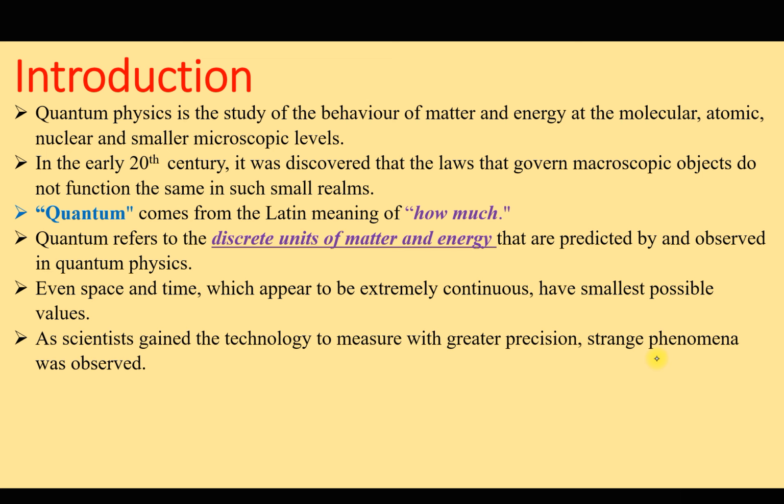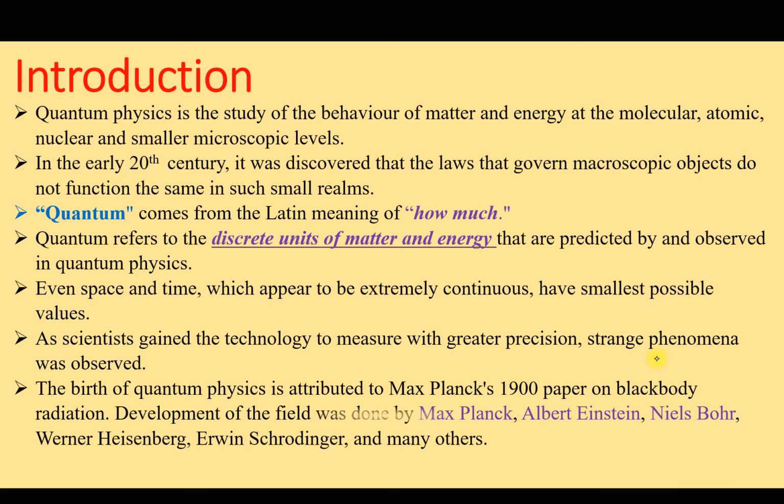As scientists gained the technology to measure with great precision, strange phenomena were observed. Things that they never expected were observed. That is where we experience the birth of quantum physics. The birth of quantum physics is attributed to Max Planck's 1900 paper on black body radiation. Remember, a black body, as we saw in astrophysics and cosmology, is a body which absorbs all radiations falling on it without reflecting any, but it emits radiations in a full range of wavelengths.